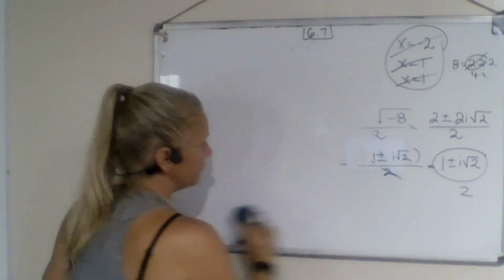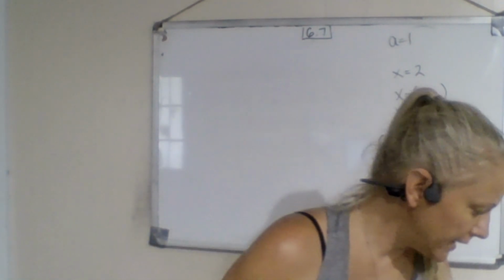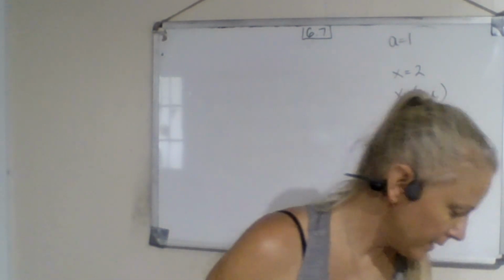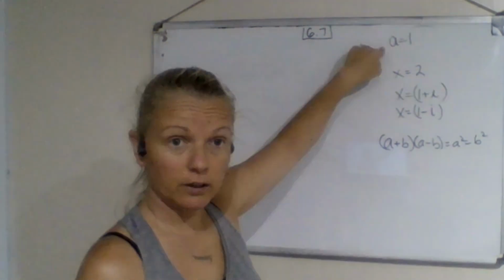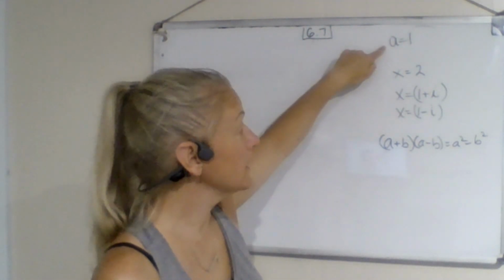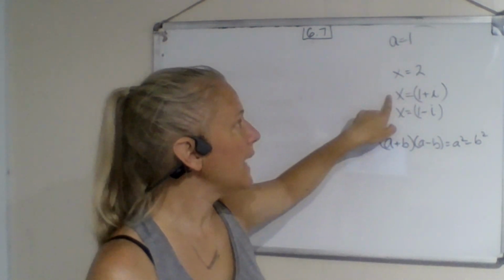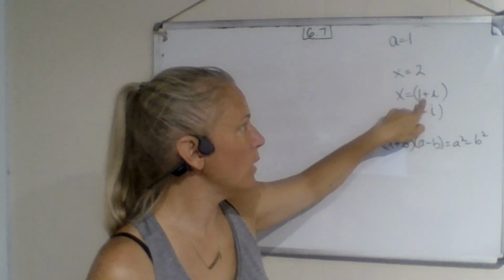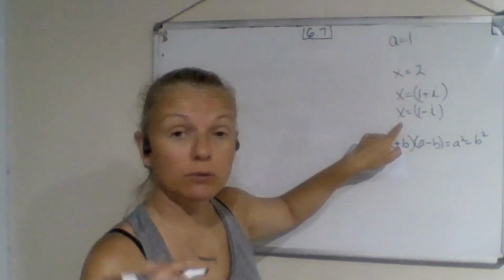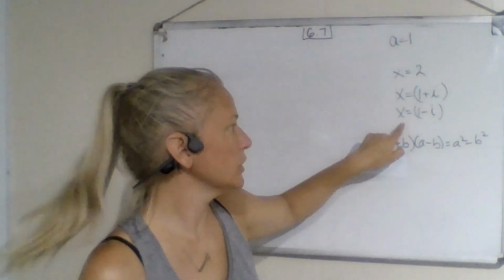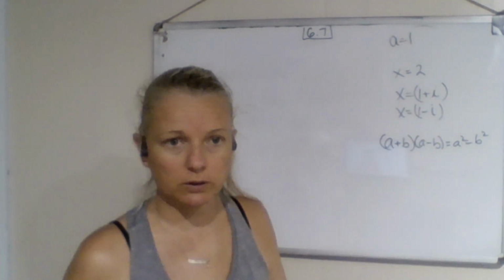Now, guys, example 3, sorry. Here's your information about that polynomial. A equals 1, leading coefficient is 1. One of my solutions is x equals 2. My other solution is x equals 1 plus I, which we talked about in class. This means you automatically get a second solution, x equals 1 minus I. The conjugate of it is also a solution.